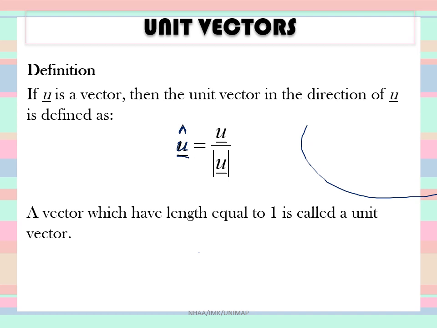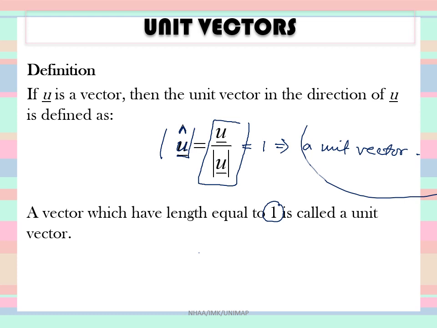The other important property is that a unit vector must have length equal to 1. So the magnitude of this vector must equal 1. Then you can call this a unit vector. So how do we find the unit vector? Just take the vector over the magnitude of the vector itself. Then you get the unit vector, and the unit vector must have magnitude equal to 1.